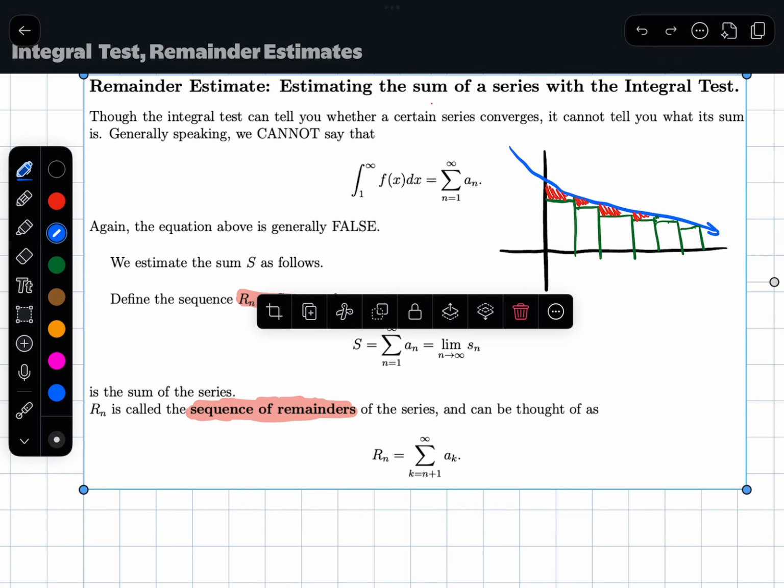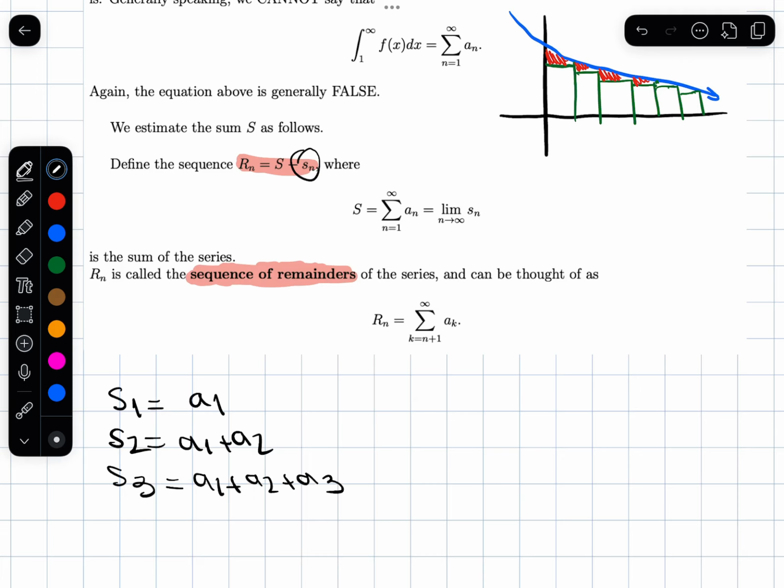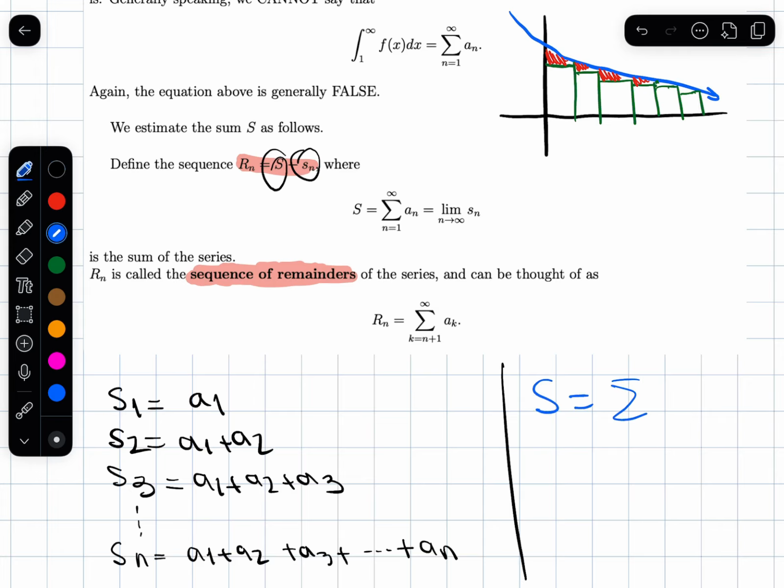And what's that sequence, right? If you remember the sequence of partial sums, those are the Sn's that you see right here. So S1, again, is going to be a1. S2 is going to be a1 plus a2. S3, a1 plus a2 plus a3, and so on. And Sn being all terms up to an. So these are your Sn's. And S, capital S, is the actual sum of the series, n equals 1 to infinity of an.